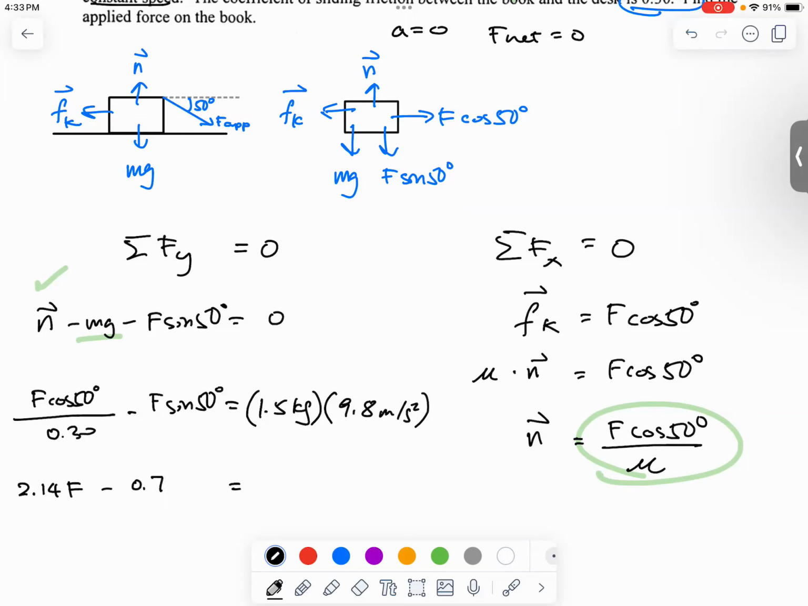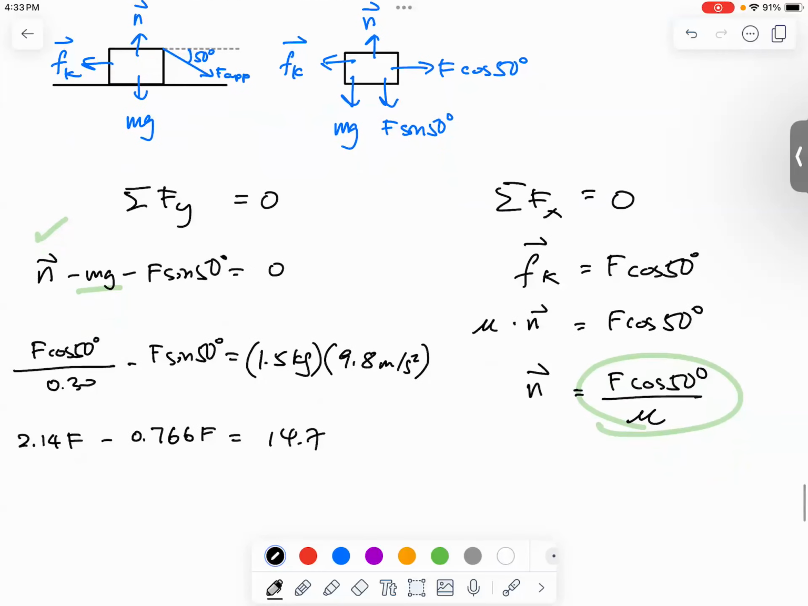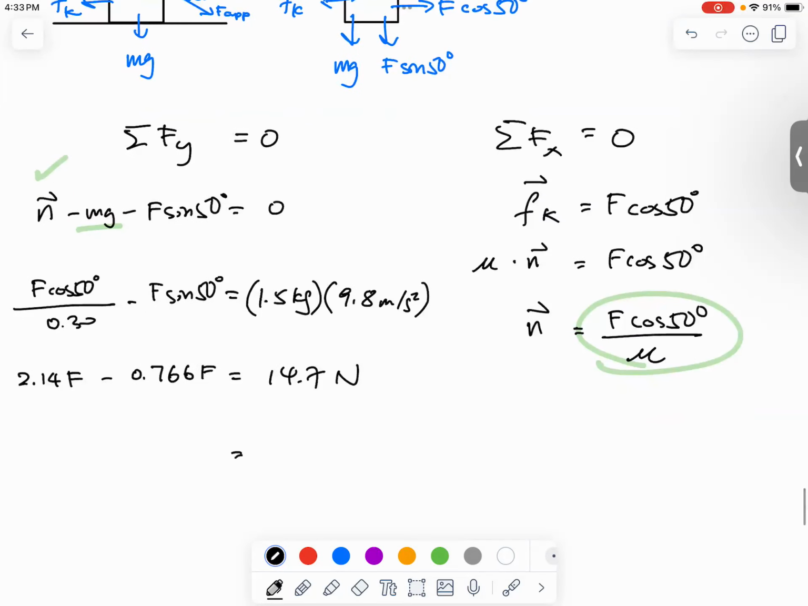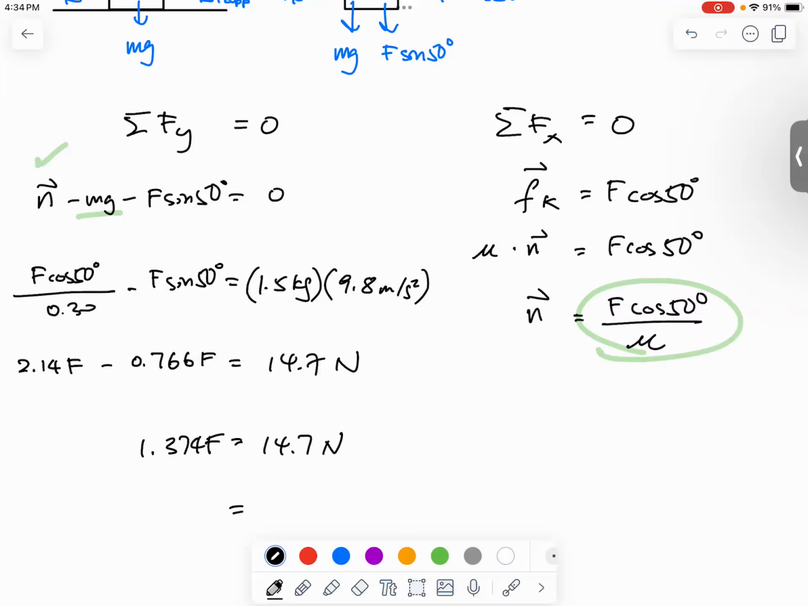Sine 50 is 0.766 F. And then 1.5 times 9.8 is 14.7 newtons. So 2.14 minus 0.766 is 1.374 F, and it's equal to 14.7 newtons. So if you divide 14.7 by 1.374, then the applied force would be 10.7 newtons.